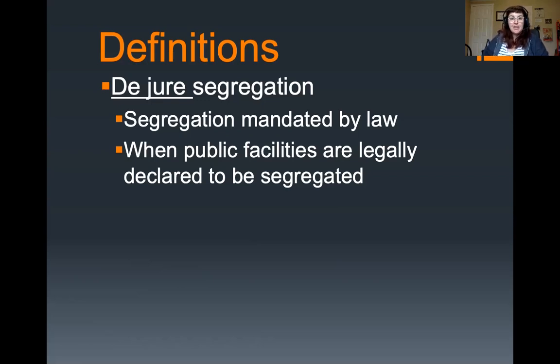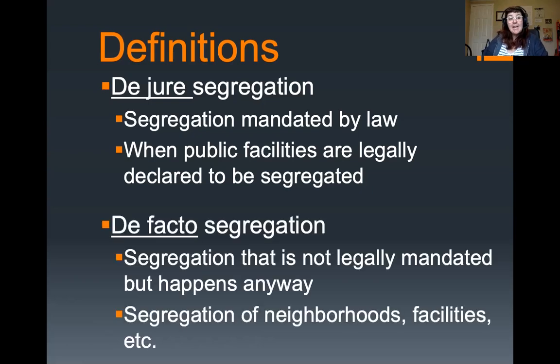The other type of segregation that's maybe more common today is what's called de facto segregation. That is segregation that is not legally mandated, but it happens anyway. A lot of the time this is segregation of neighborhoods, right? White people tend to live in the suburbs, things like that. Segregation of facilities or opportunities or access that happens just by the fact of how our country works, rather than a law saying this is the rule.